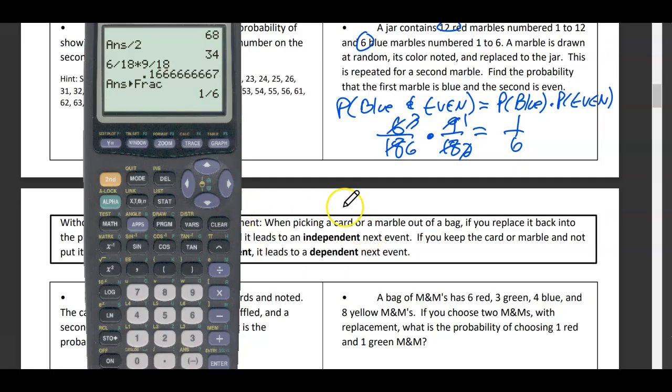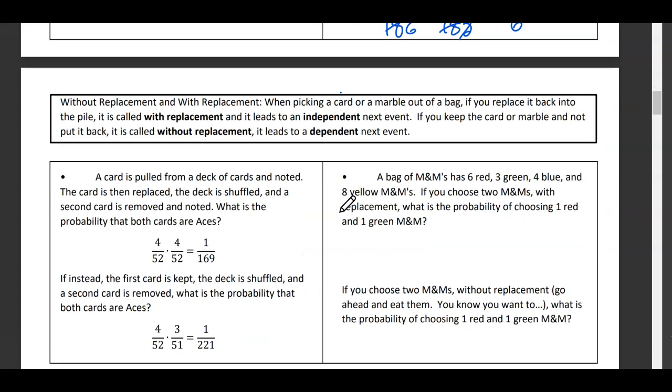The with and without replacement. If we choose two M&Ms with replacement, we want to choose a red one and then a green one. Well, the first time we go in, 6, 9, 10, 13, and 8 is 21. So again, there's 21 marbles here. M&Ms. And we put them back in.